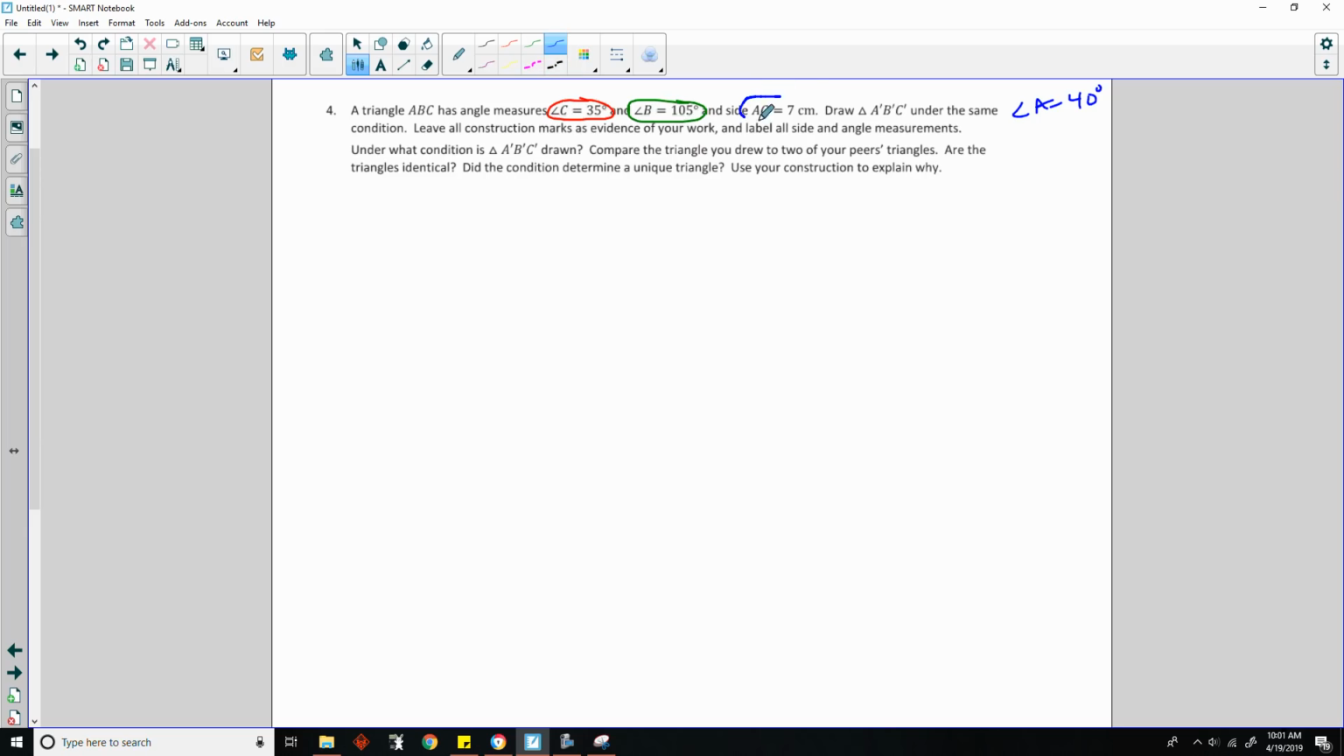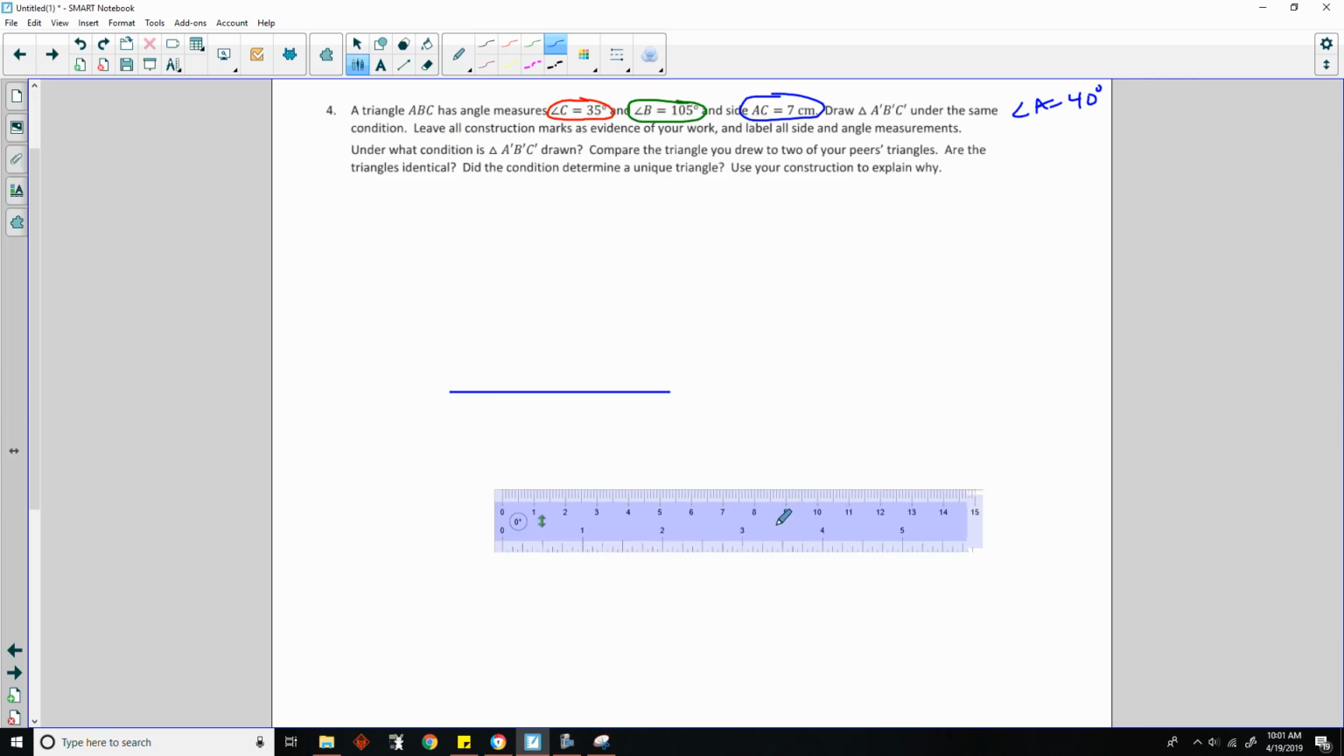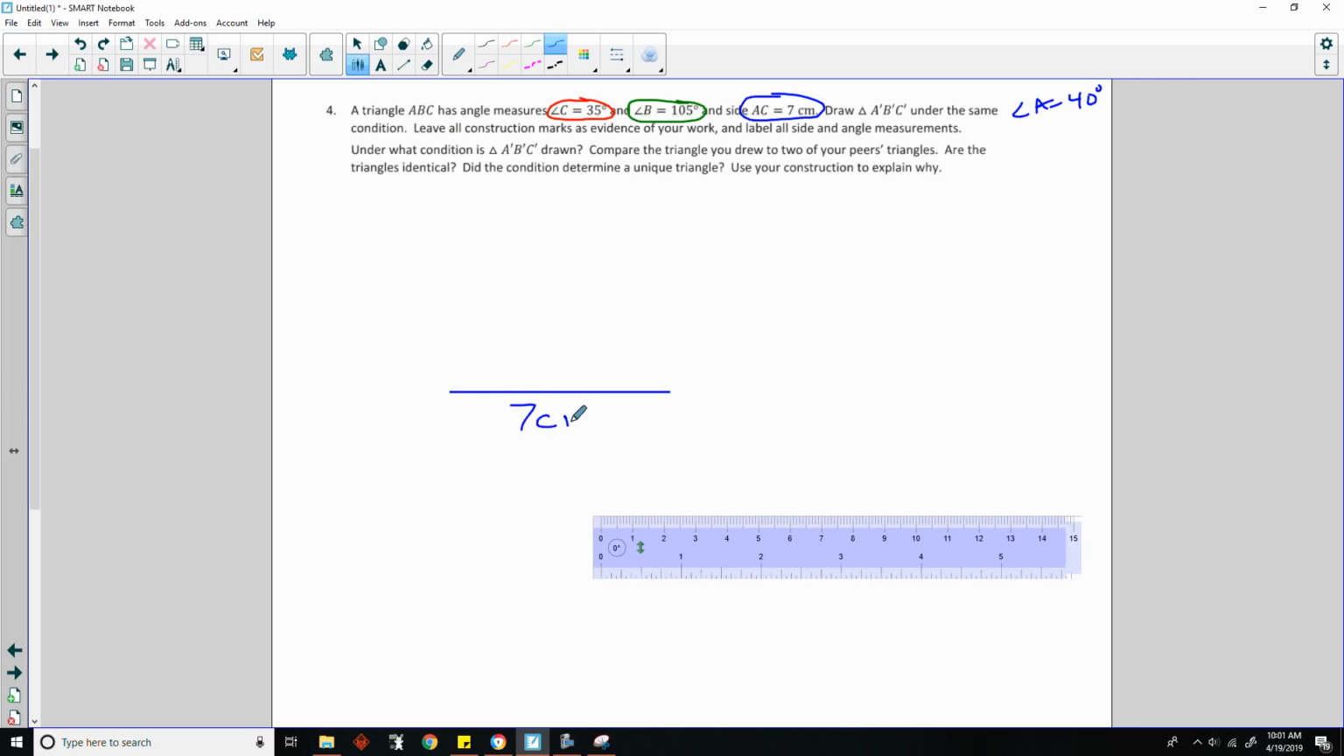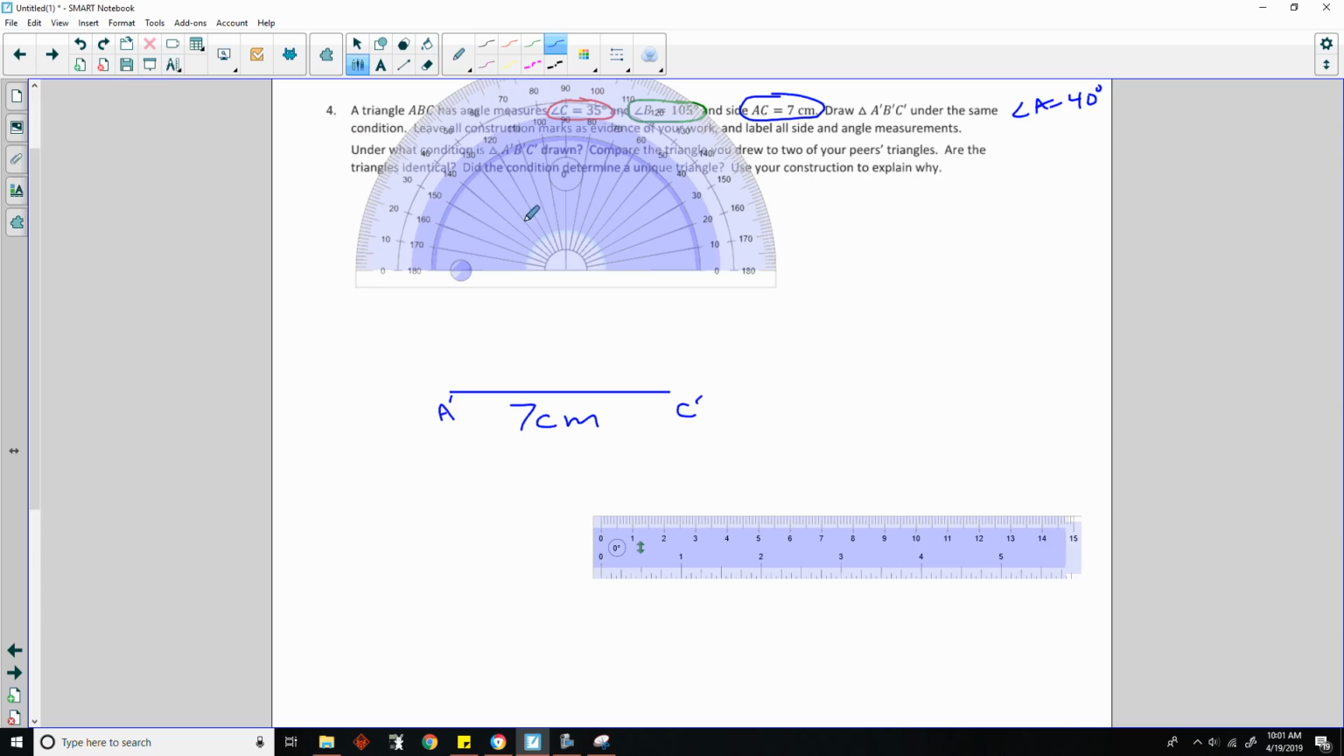Okay, and the side AC is 7 centimeters. So I get my ruler, I bring my ruler down, I put a dot at 0 and go out to 7. Perfect. 7 cm, and that is A prime. This end is C prime. Okay, hopefully you're getting the hang of this. It should be very quick after you've done a couple.